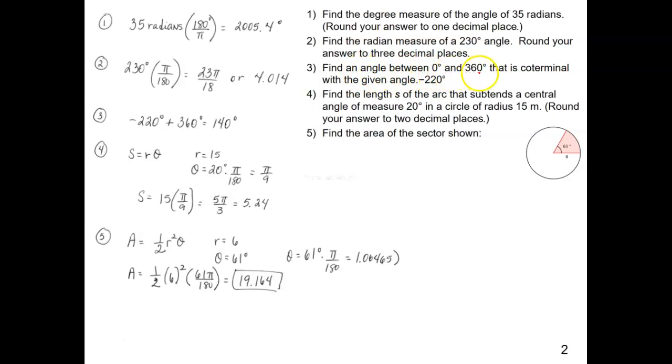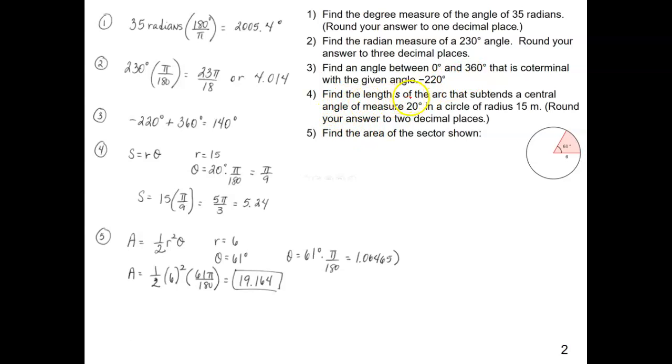Find an angle between 0 and 360 that is coterminal with the given angle. So this angle is given to us, and we want to add 360 degrees to that. And when we do that, we end up with 140. So 140 is between 0 and 360.